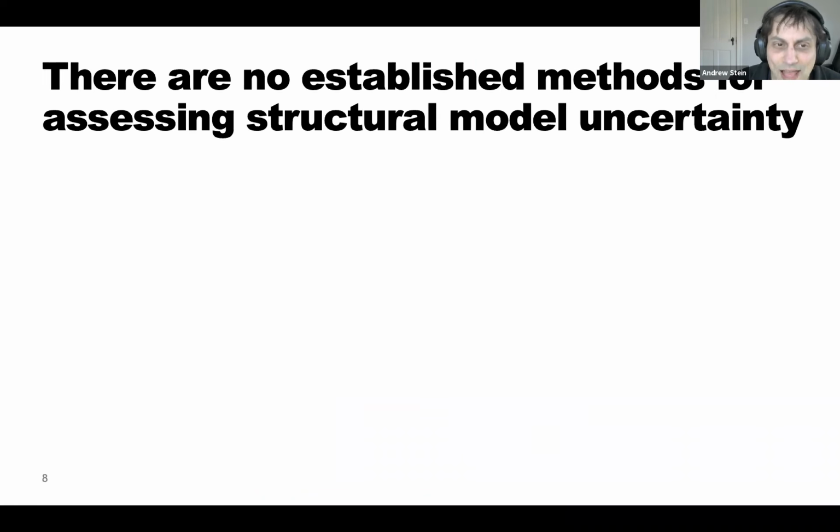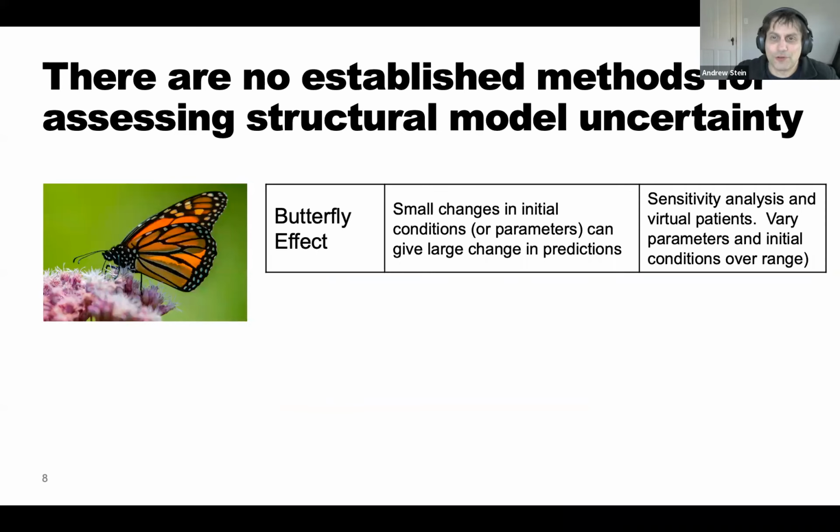And the last challenge is around structural model uncertainty, at least the last challenge I was going to mention here. I think the butterfly effect is something that most people are familiar with from Jurassic Park or other things, where a small change in the initial condition or a small change in your model parameters can lead to large changes in predictions.